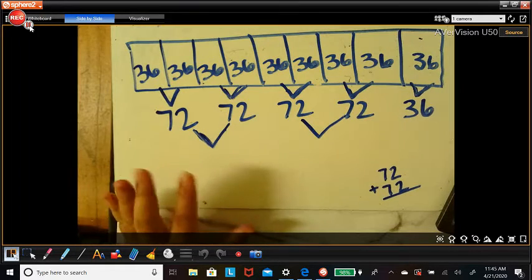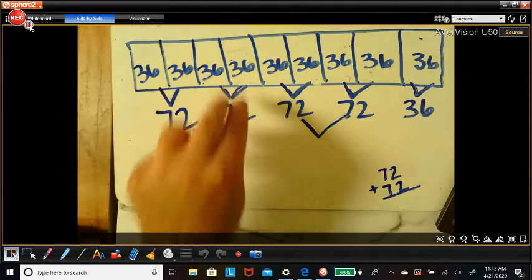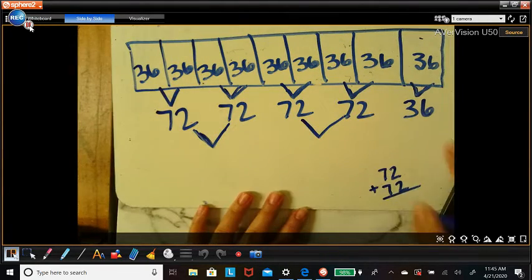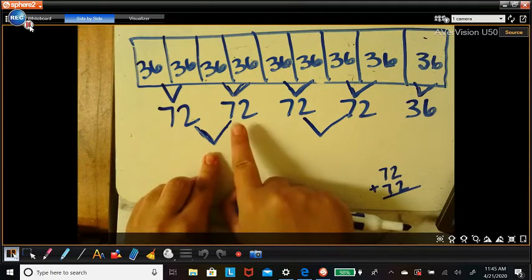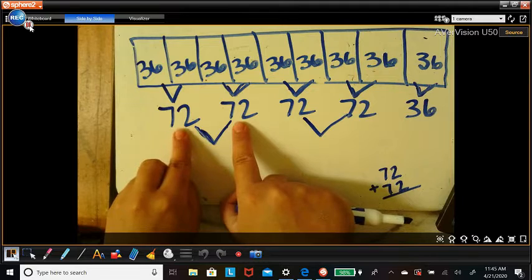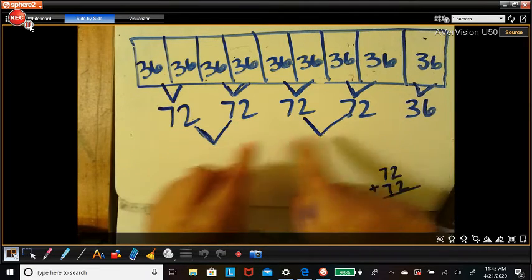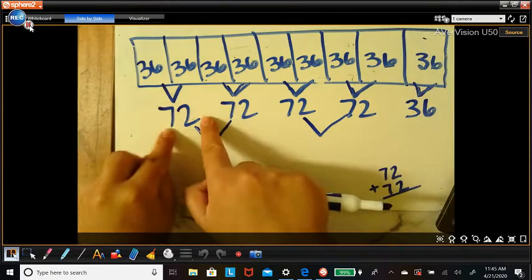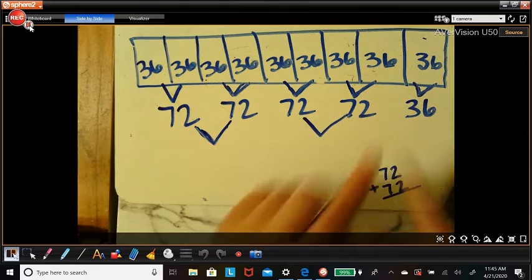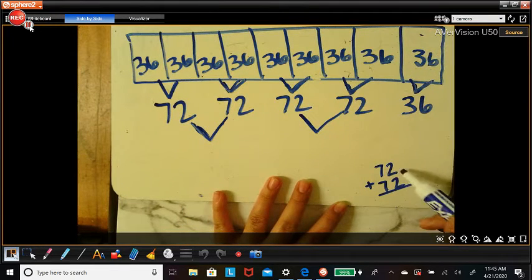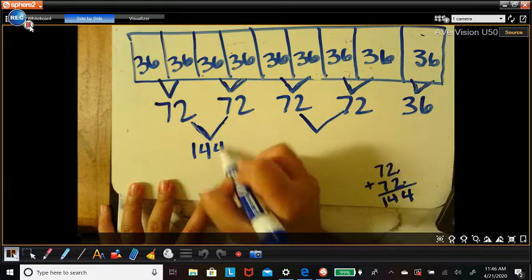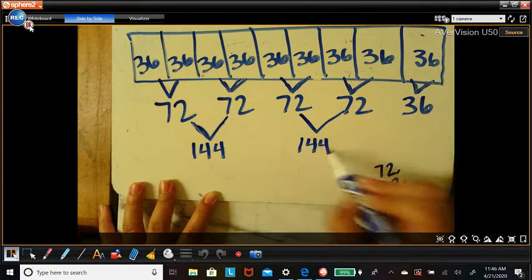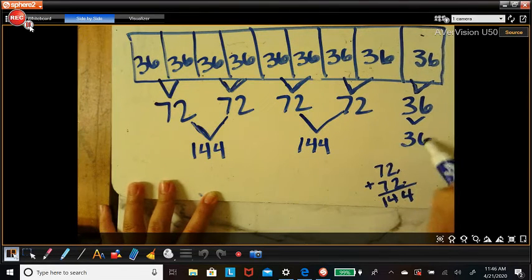So now your tape diagram should look like this. You have 72, 72, 72, 72, and this 36 here. So now I keep putting numbers together, and the reason why I keep putting these 2 numbers together is because I know that the sum of this will be the same as this, just like this was the same as this, and this, and this. So 72 plus 72: 2 plus 2 is 4. 7 plus 7 is 14. So now this is 144, and this is 144, and don't forget about your little 36 over here.